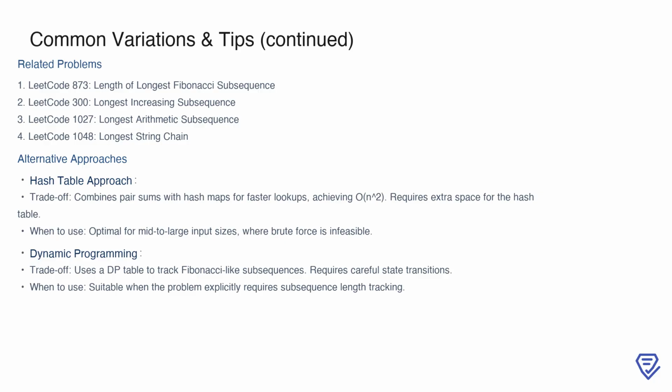Now, let's look at alternative approaches to solving this problem. The hash table approach is a powerful method, combining pair sums with hash maps to enable faster lookups. This achieves a time complexity of n squared, but requires additional space for the hash table. It's a great choice for mid to large input sizes where brute force becomes infeasible. On the other hand, dynamic programming is another effective strategy. By using a DP table to track Fibonacci-like subsequences, you can systematically handle state transitions and ensure correctness. This approach is especially useful when the problem emphasizes tracking the length of subsequences.